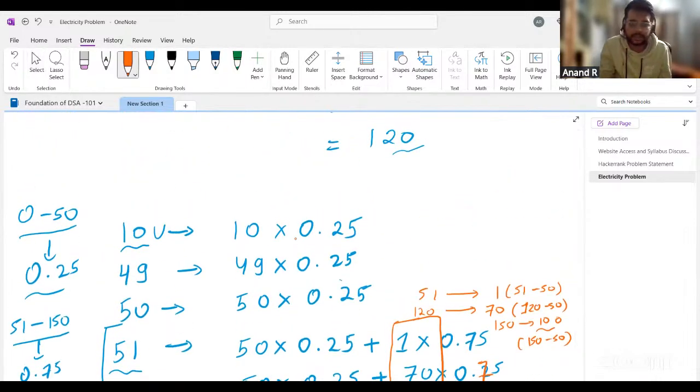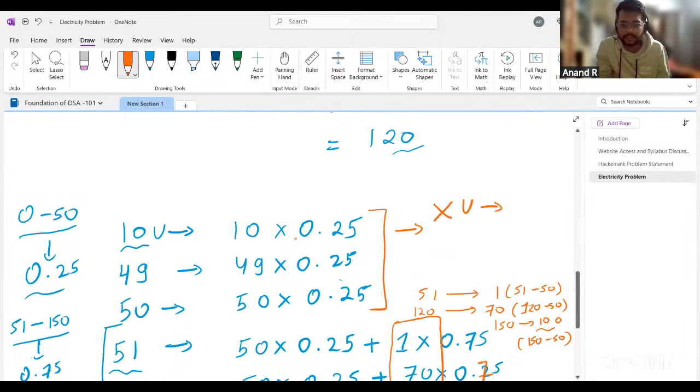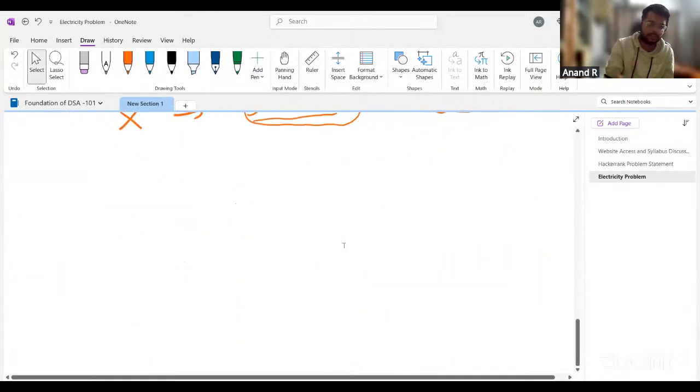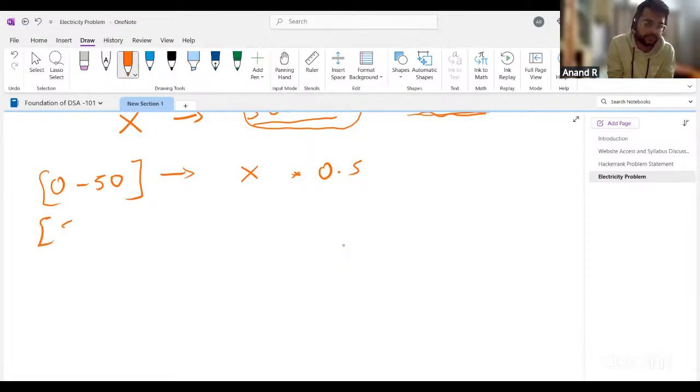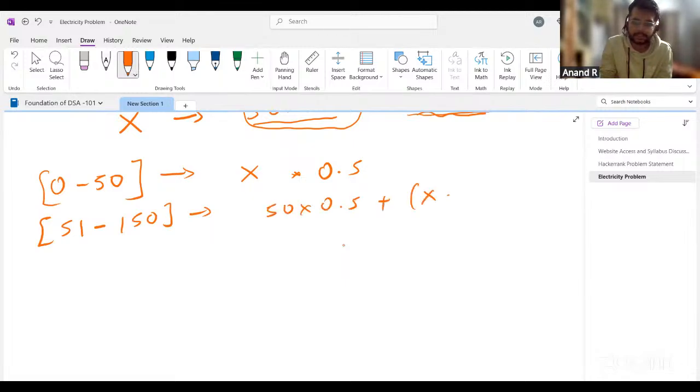Similarly, from 0 to 50, can I say that if you're computing it for x unit, the cost will be x into 0.5, x multiplied by 0.5, right? So we come up with two conclusions. If it is between 0 to 50, cost is x into 0.5. If it is between 51 to 150, the cost is 50 into 0.5 plus x minus 50 into 0.75.